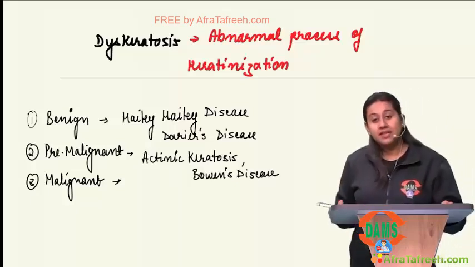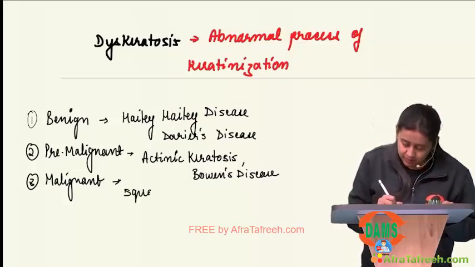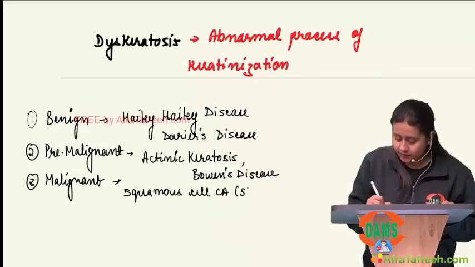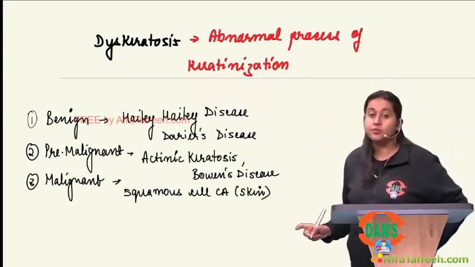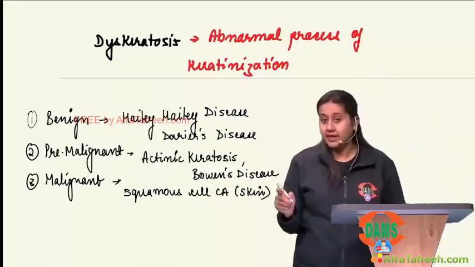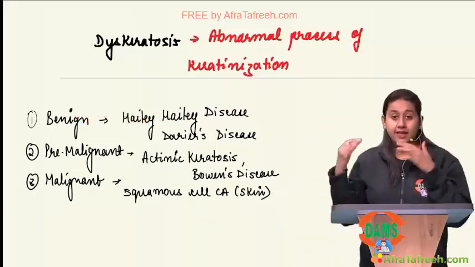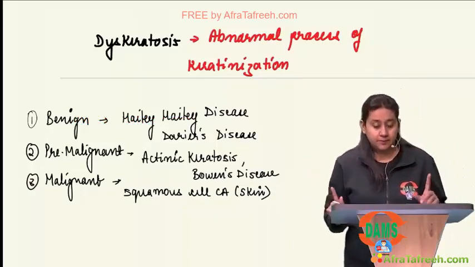And what is the malignant condition which presents with dyskeratosis? It is squamous cell carcinoma of the skin. So these are some of the conditions which present with abnormal keratinization. You should all know the different examples, because I've seen a lot of questions asked from this particular topic.